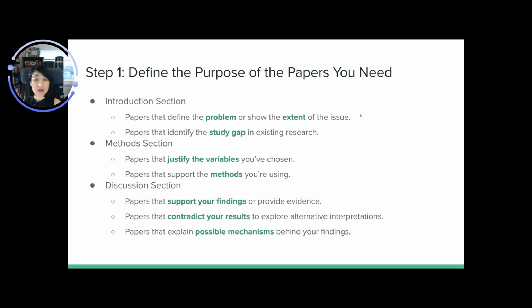So the first step is to define the purpose of the papers you need. Let's go section by section, okay? In the introduction section, you will typically need papers that define the problem or show the extent of the issue. You also need papers that identify the study gap in existing research. In the method section, you will need papers or references that justify the variables you've chosen or that support the methods you're using. In the discussion section, you need papers that support your findings or provide evidence, papers that contradict your results or explore alternative interpretations, and finally papers that explain possible mechanisms behind your findings.